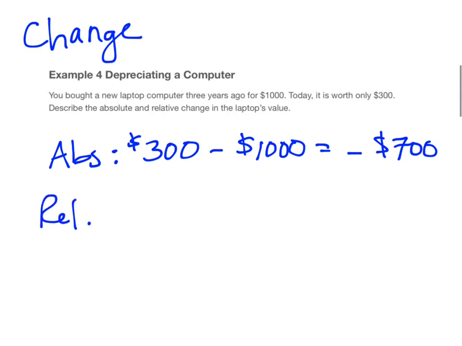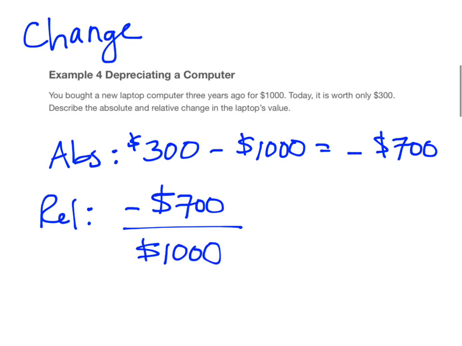And then the relative change would be the absolute change, negative $700, divided by the reference amount, which was the initial one, or the old one, which was 1,000. And then we'll multiply that by 100% to turn it into a percentage. That's going to give negative 70%. So in both cases, the negative is indicating a decrease. The price dropped by $700, and it also decreased by 70%.